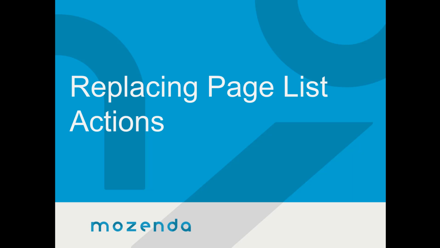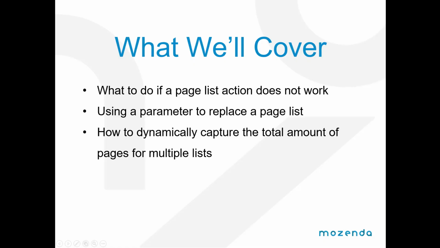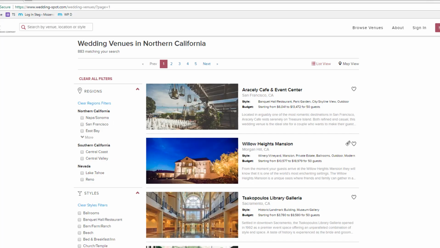The purpose of this video is to go over replacing page list actions. So we're going to go over what to do if your page list action does not work, also how to use a parameter to replace a page list, and also how to dynamically capture the total amount of pages for multiple lists. Sometimes page list actions within Mozenda do not function as we expect.